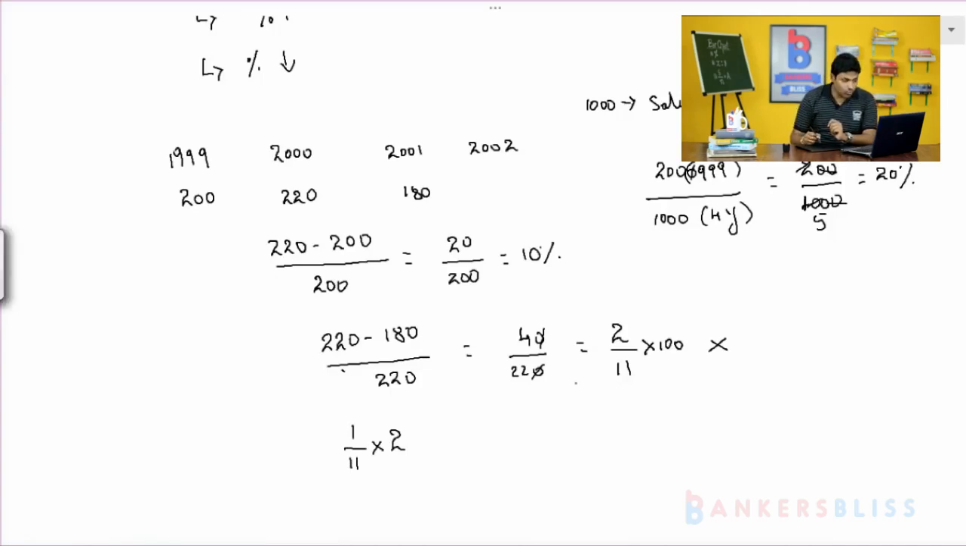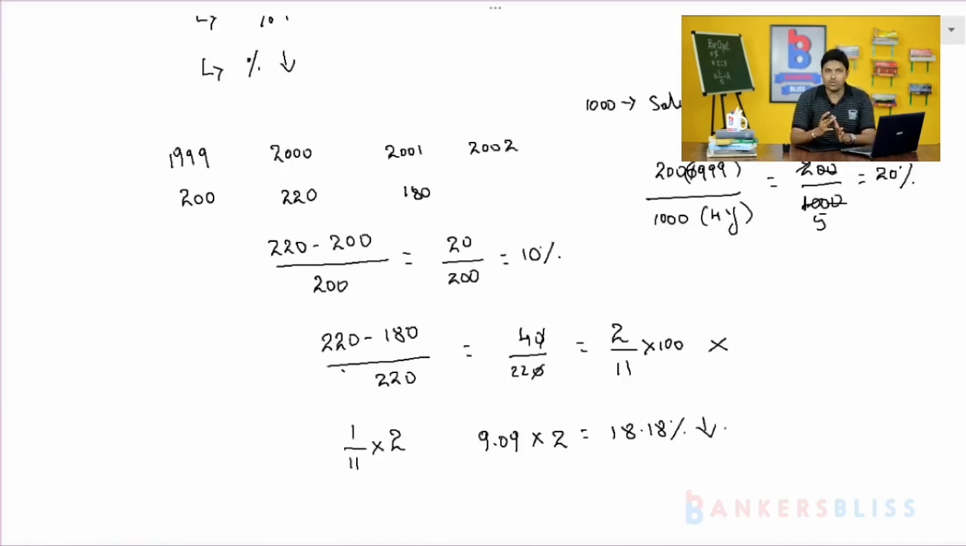We know the value of 1 by 11. 1 by 11 is 9.09 percentage. So 9.09 into 2, which is equal to 9 2s are 18, 18.18 percentage. So 18.18 percentage is decreased. So the sales from 2000 to 2001, if you compare, it is decreased 18.18%. Very easy to calculate.